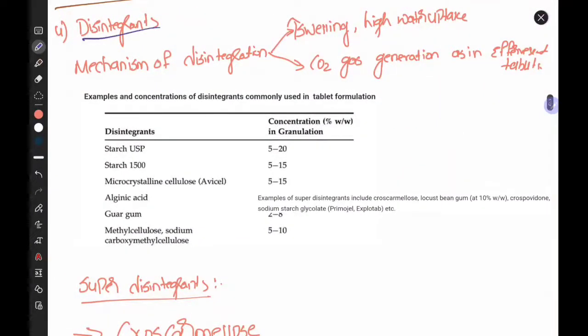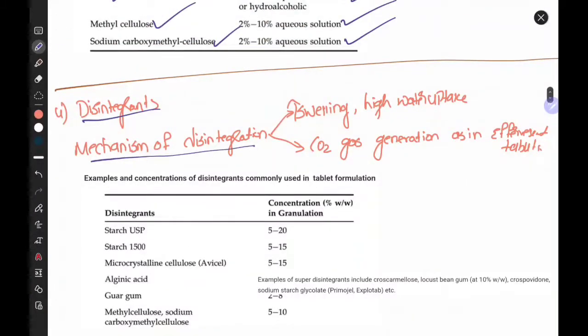Then the next excipients used in tablet formulation are disintegrants. There are two types of mechanism for disintegrants. The first mechanism is that they swell hugely, taking up a lot of water, and they try to break the tablet. When you put the tablet in water, they take more water in them and break the tablet. That is one mechanism. The second mechanism is generation of gas, as in effervescent tablets, where the generation of gas leads to disintegration of the tablet.